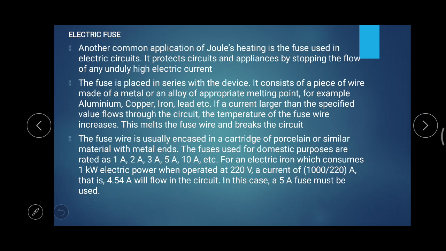Regarding the electric fuse, the first thing to remember is that the melting point should be low, and for that purpose we are using pure metals or alloys. It is also an application of the heating effect of current, or Joule's heating. The major materials used as fuse wire are aluminium, copper, lead, iron, etc.